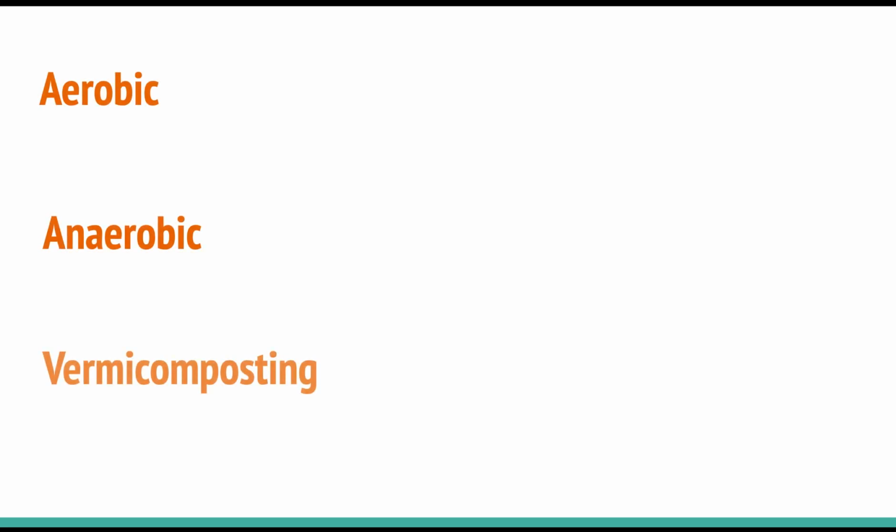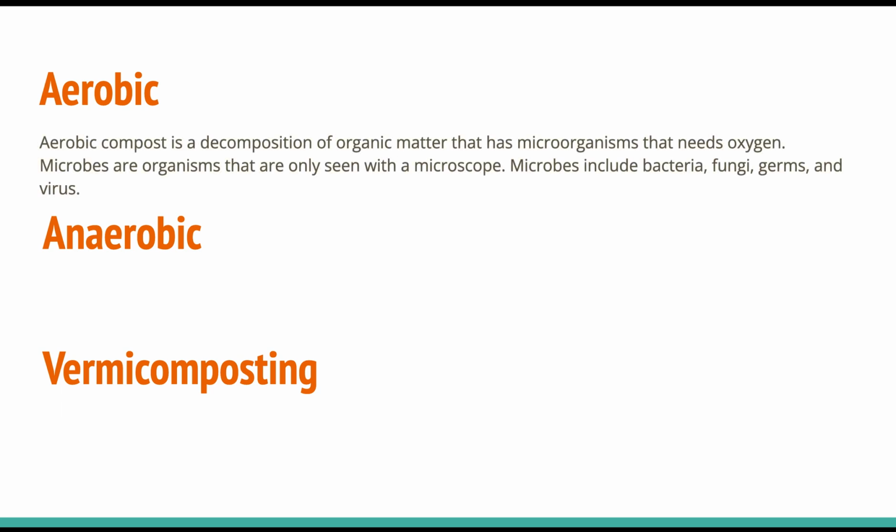The types of compost are aerobic, anaerobic, and vermicomposting. Aerobic compost is a decomposition of organic matter that has microorganisms that need oxygen. Microbes are organisms that can only be seen with the microscope since they're microscopic. Microbes include bacteria, fungi, germs, and virus.